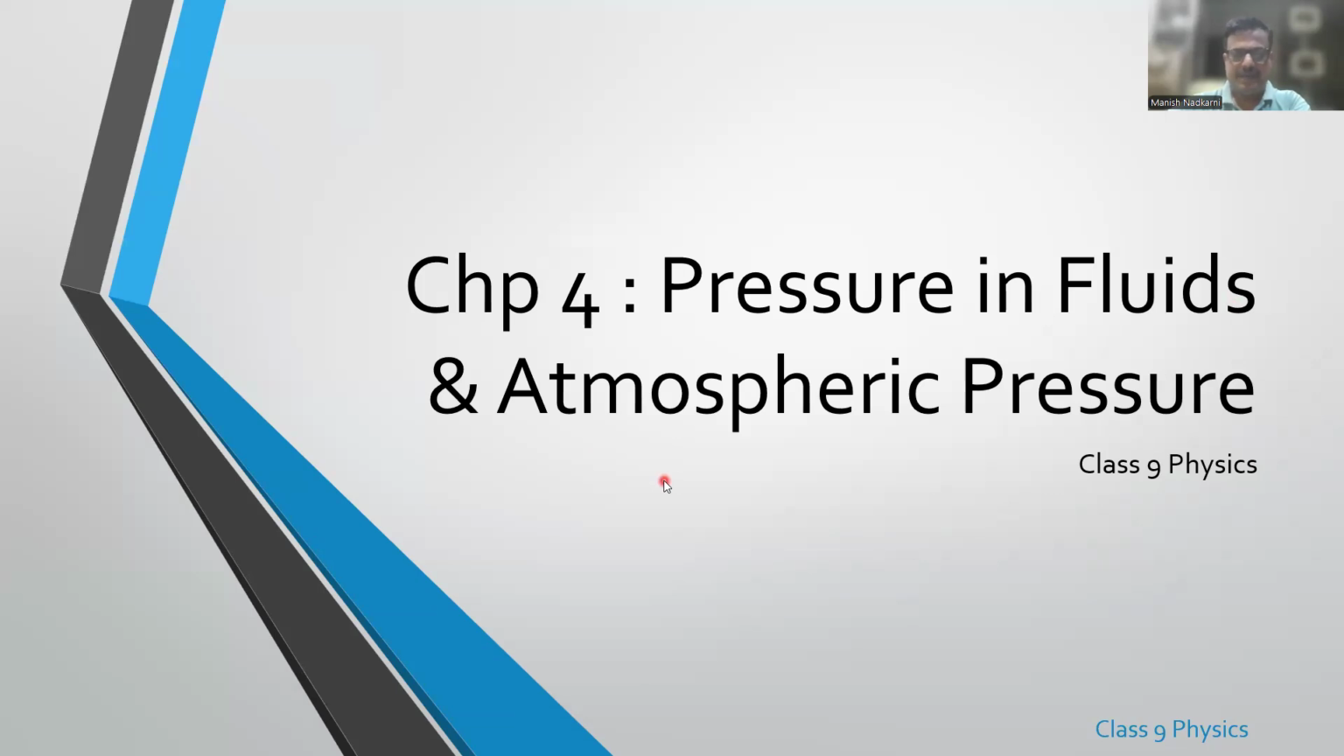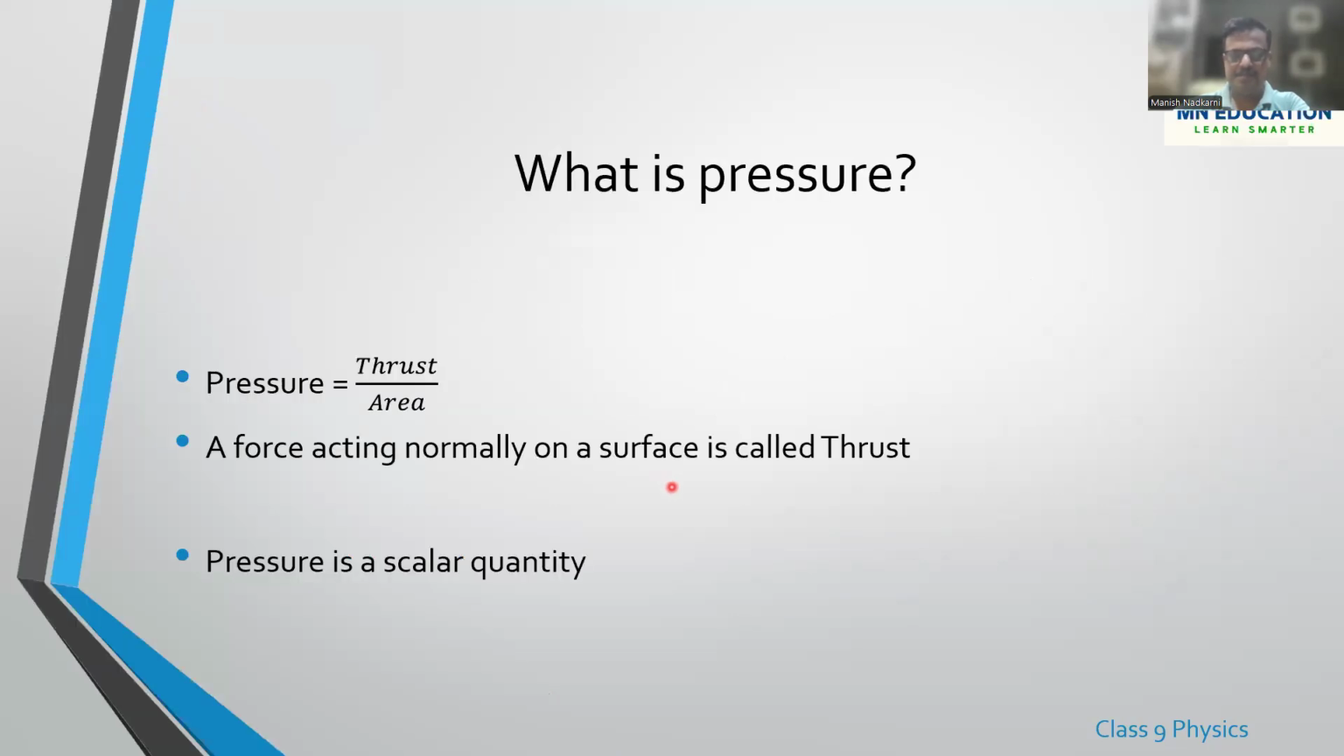Let us start chapter 4, pressure in fluids and atmospheric pressure. First of all, what is pressure? Pressure is calculated as thrust divided by area, thrust upon area. Now let's understand these two terms properly. What is the meaning of the term thrust? A force acting normally on a surface is called thrust.